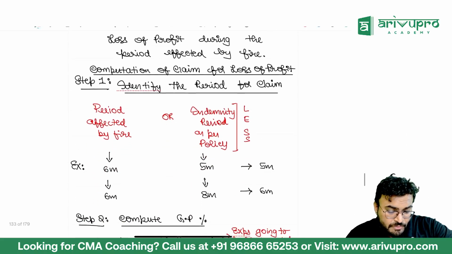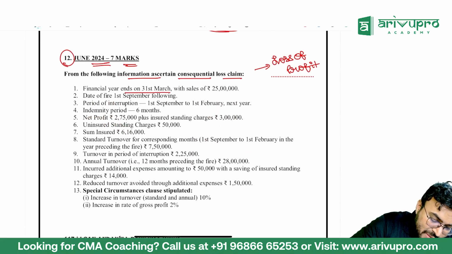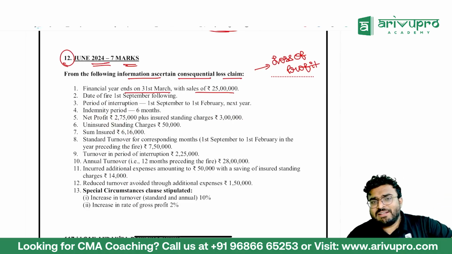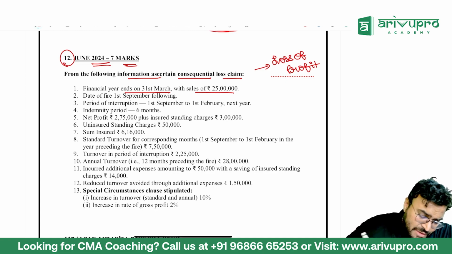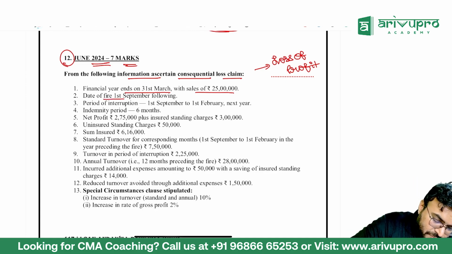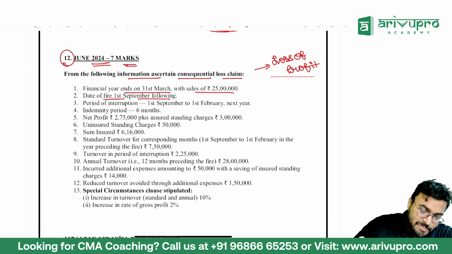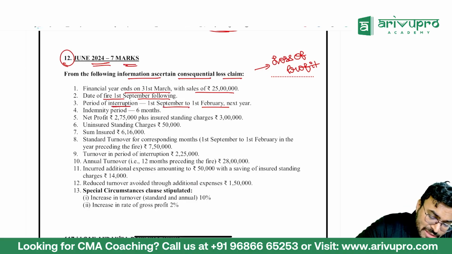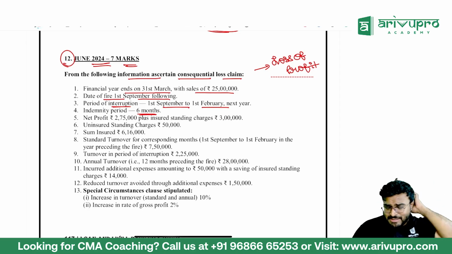Now financial year ends on 31st March with sales of 25 lakhs. Their financial year is ending on 31st March and their sale is around 25 lakhs. Date of fire 1st September. Period of interruption 1st September to 1st March next year. Indemnity period is 6 months.